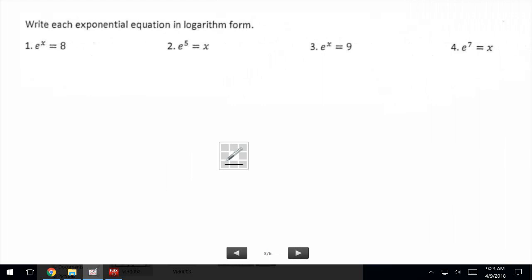just rewrite them using opposites, okay? What is the opposite of base E? Natural log. You can do whatever you want to a problem as long as if you do it to one side, you do it to the other side. So if you put a natural log on the left, you got to put it on the right, right?